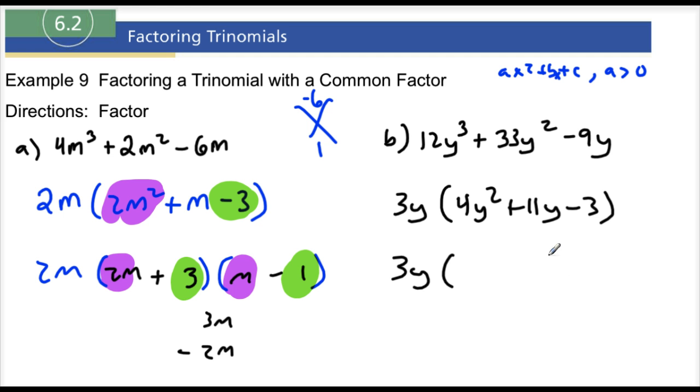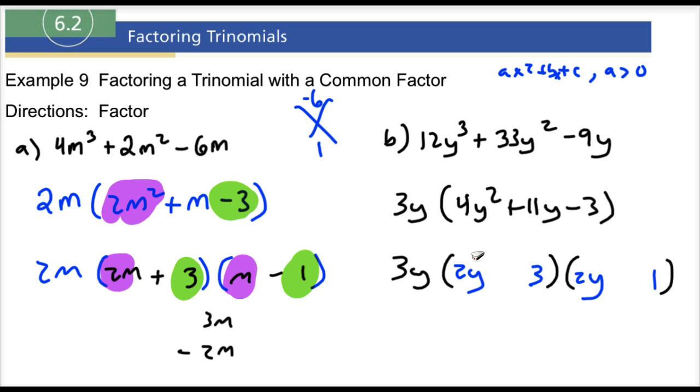So 3y times something. Let's see. These two must give me 4y squared. So I'm going to just try 2y and 2y. And then these two must give me negative 3. So I'm just going to try 3 and 1. Notice that I don't put any plus or minuses yet. I just multiply these and see what happens. If I multiply 3 and 2y, I get 6y. If I multiply 2y and 1, I get 2y. Is it possible to get 11 out of 6 and 2, if I add them? Well, no, right? So I know that that's not going to be the answer.